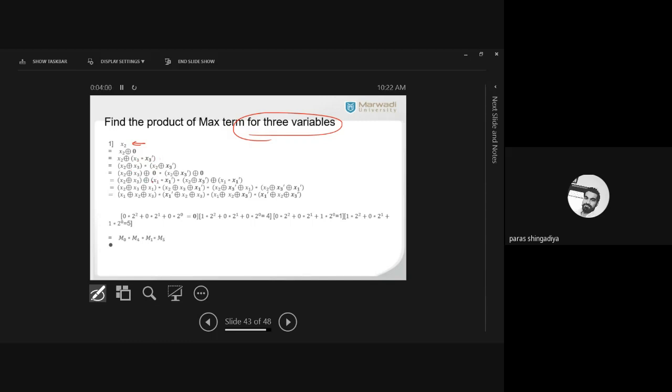Apply the distributive law, and again add ring sum 0 to both brackets, and then apply the distributive law again. So each bracket will involve the three variables, as x1, x2, x3, and then you can find its suffix value. Clear? So for the first bracket you get M6, second bracket you get M4, third you get M1, and last bracket you get M5. So that is the product of maxterm, as M6 star M4 star M1 star M5. That is the answer for this question.